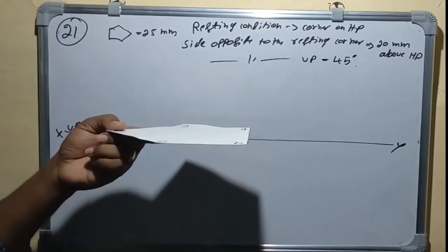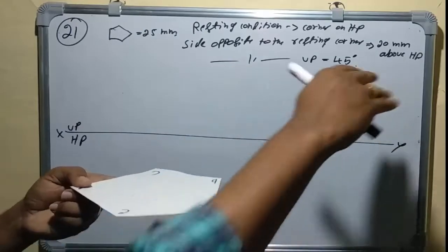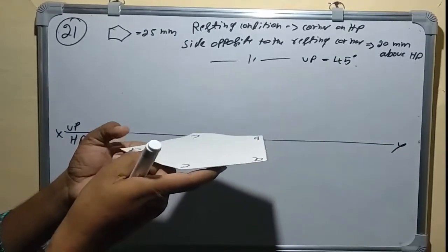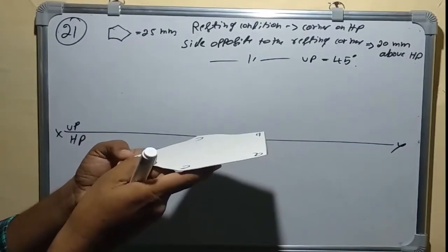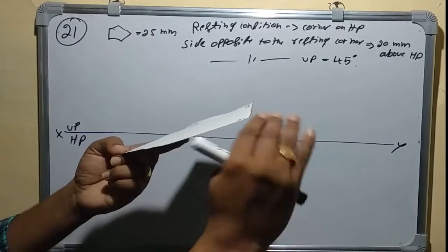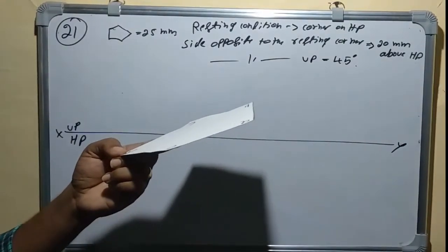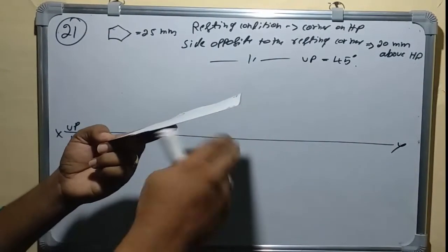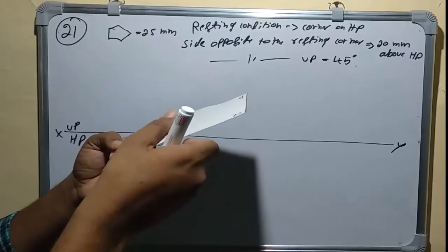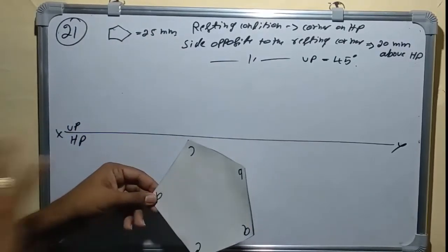Again I will explain. We draw the 20 mm locus line, and then, keeping the resting corner on the XY line, we raise this edge until it touches the 20 mm locus line. That is what they have given, and later we will check the angle. Then if you draw the top view, it will look like this.